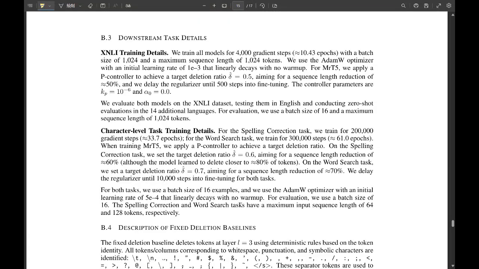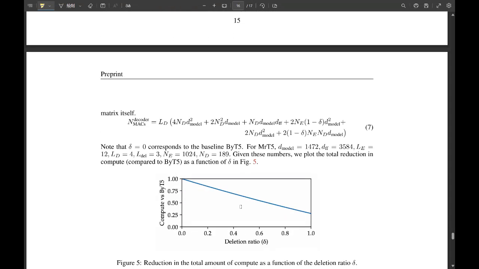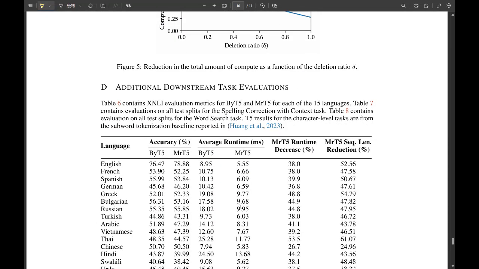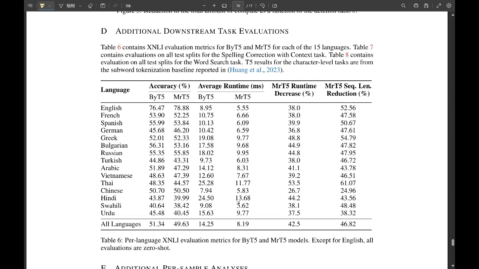But before we go any further, did they actually test whether this merging business really works? Like, does MrT5 actually understand what it's deleting? They did, and the results are quite remarkable. They ran a series of diagnostic tests, tasks like removing vowels or merging specific character sequences. And what they found was that MrT5 wasn't just blindly dropping tokens. It was learning sophisticated patterns aligned with each task. Wow. It was almost like it had figured out the rules of the game and was playing strategically.